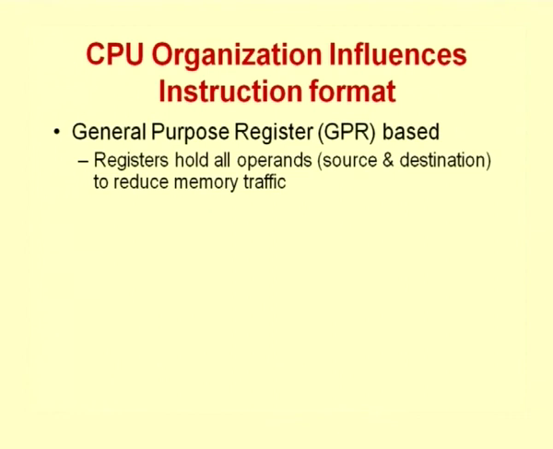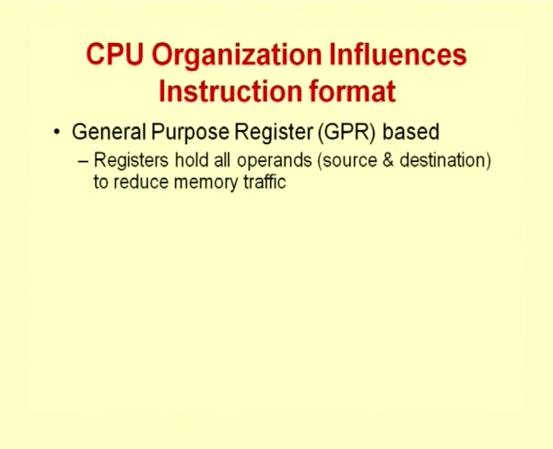So, you have just looked at how a sequence of instructions can be constructed to perform a certain operation. Now we will look at how the organization of a CPU also influences the instruction format. When we talk of the organization of a processor, there are different types of processors that one could design. The most common one is what is called a general purpose register based architecture.